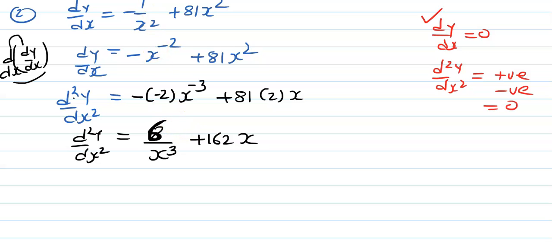Okay, one minute, let me rub this. This is just a printing error. So it is minus 2, minus and minus becomes plus, plus 2 over x cube, and it is 162x. It should be 2, not 6. So it should be 2 over x cube. Now, what we need to do, we got the points here.